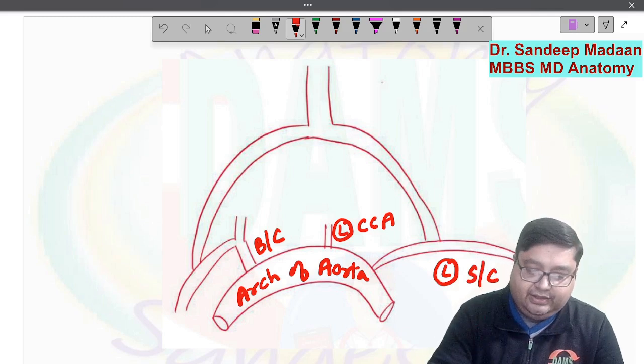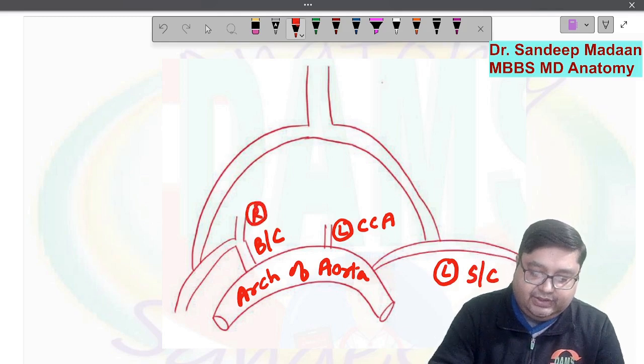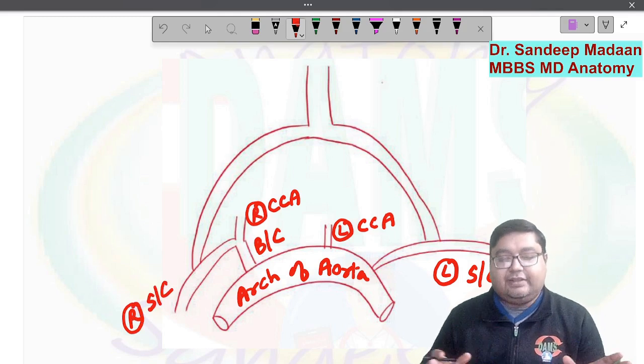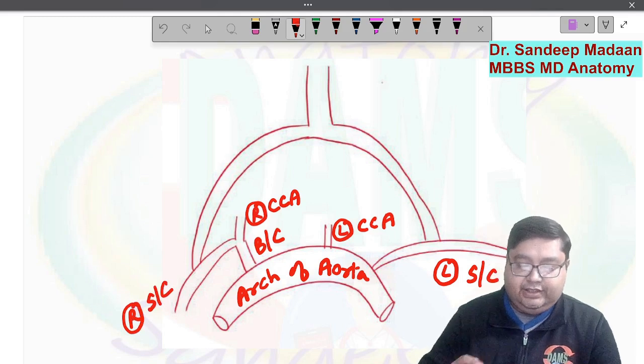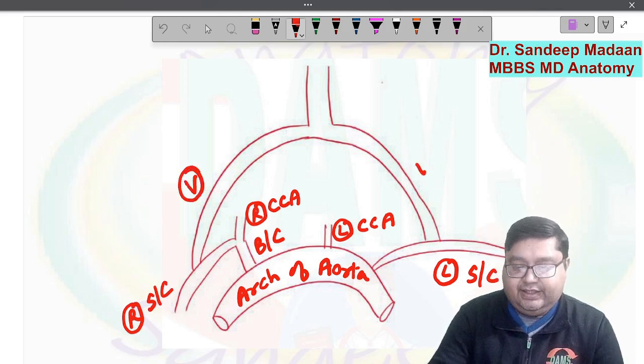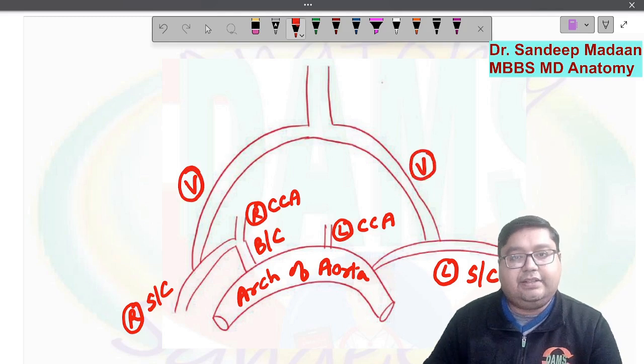For the cephalic region, this artery will be given, which is the right sided common carotid artery, and for the brachium this branch will be given, which is the right sided subclavian artery. So these are the vessels which take origin from the arch of aorta. And from the subclavian artery, we have one vertebral artery on the right side, and one vertebral artery on the left side.